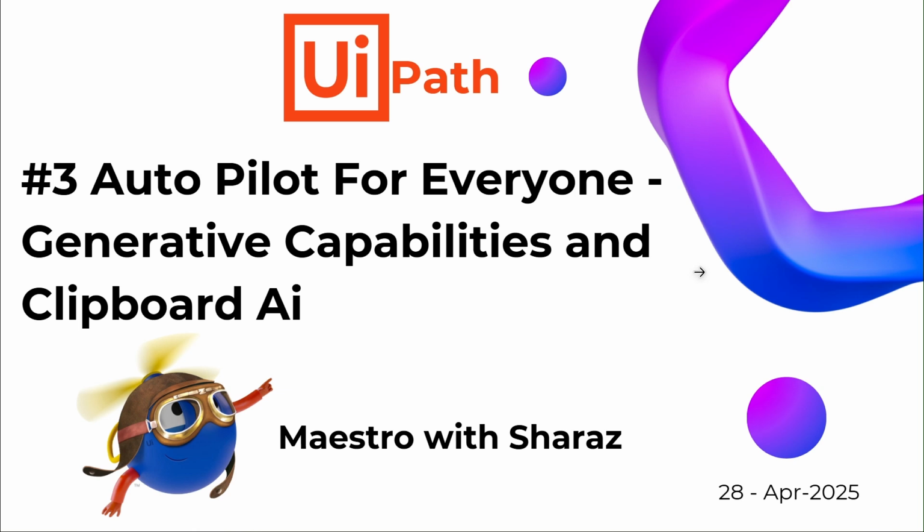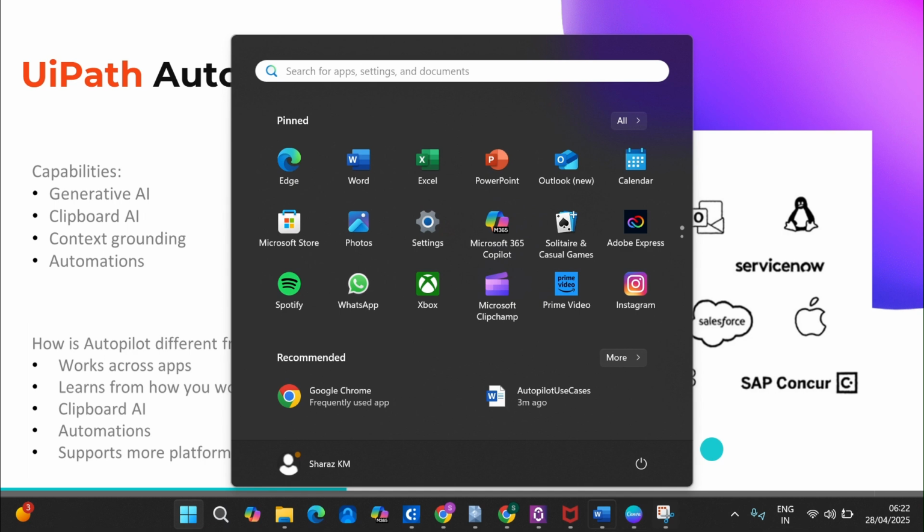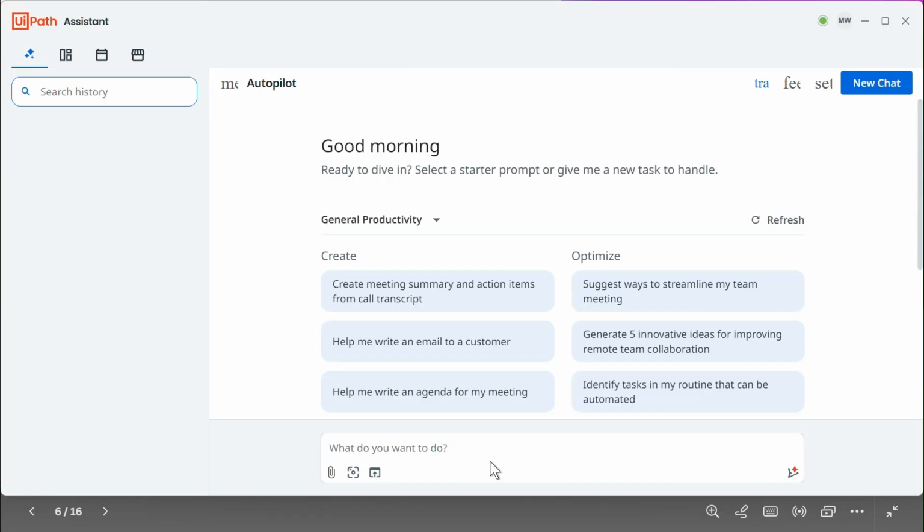So today we are continuing with the Autopilot for Everyone series, and mainly I'll be covering the generative capabilities and the clipboard AI in Autopilot for Everyone. If you remember in our last videos, we mentioned there are mainly four capabilities for Autopilot for Everyone. One is generative AI, the other one is clipboard AI, and then context grounding and automation. So first, we'll try to cover generative AI and clipboard AI in this video, and the rest we'll cover in the next videos. Okay, so without further delay, let's go back to Autopilot for Everyone.